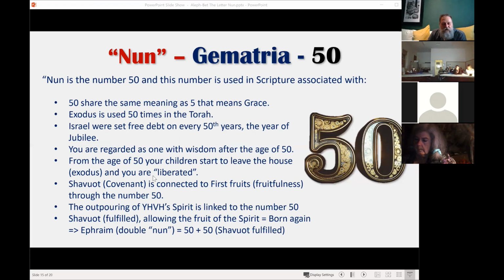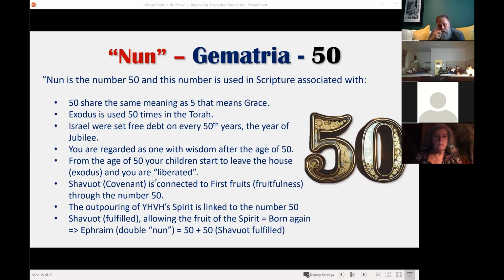Number 50 is also connected to Shavuot, where the covenant was given. And there's a count of 50 days between first fruits and Shavuot. And first fruits is linked to fruitfulness, which is the Nun. And we know that the Nun will lead to the covenant. So the small Nun starts off without covenant. The large Nun is within covenant through that 50 process, that period of grace and suffering that you need to go through in order to become that mature Nun where you can embrace the covenant.